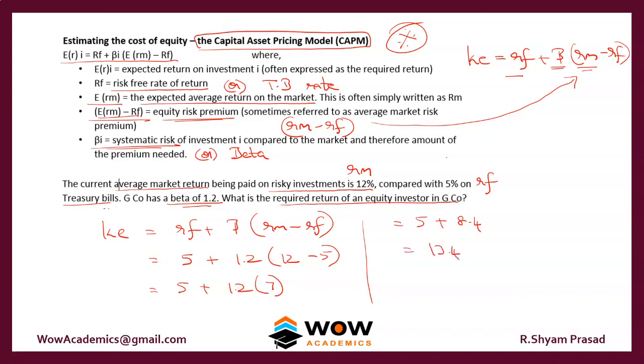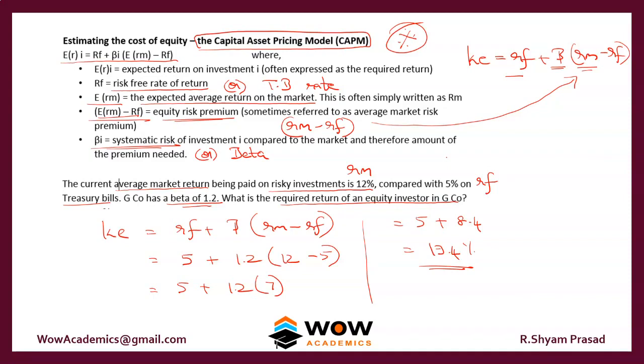See, this 13.4 itself is a percentage because all the numbers here are percentages. 5 is a percentage, 12 is a percentage. So the entire number that you get at the last is also a percentage. So you don't need to multiply it by 100 because it's already in percentages.